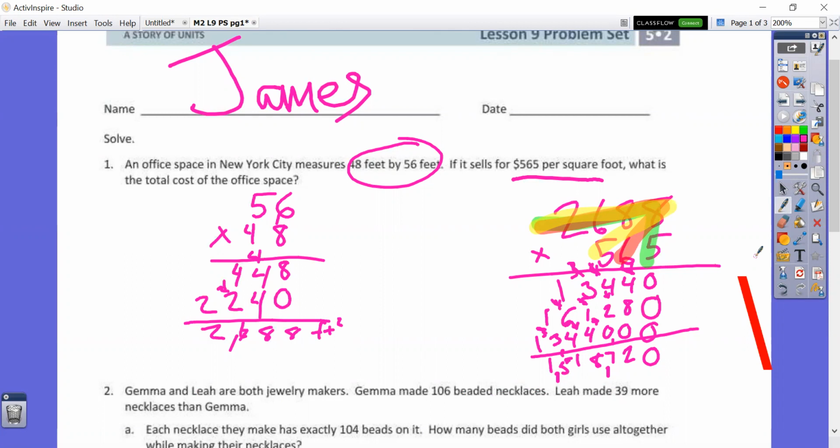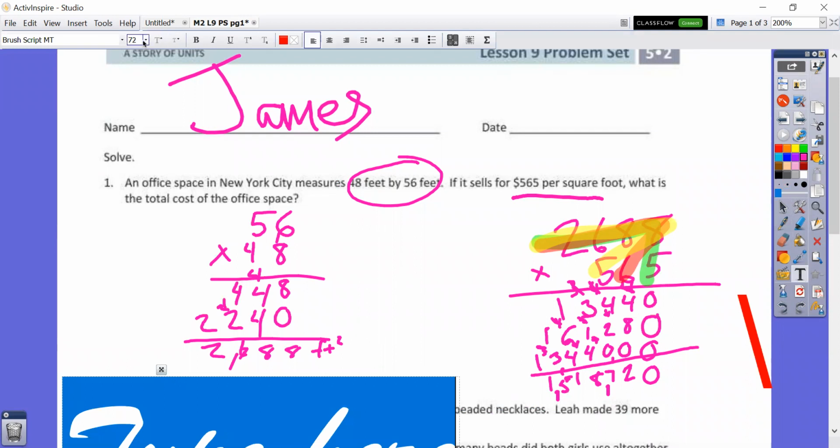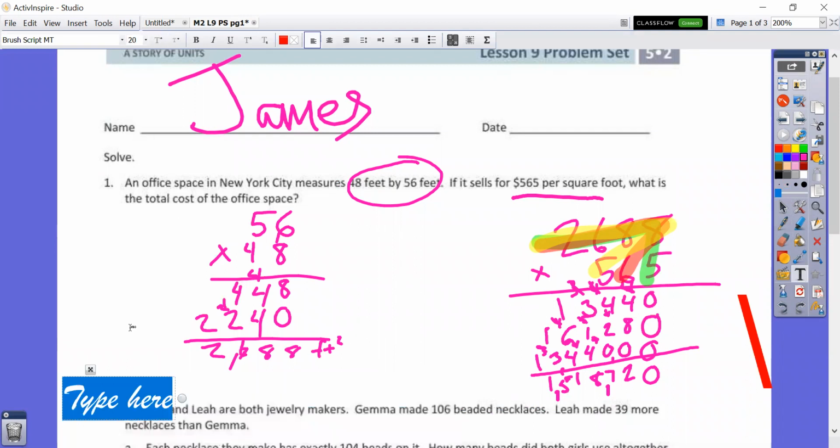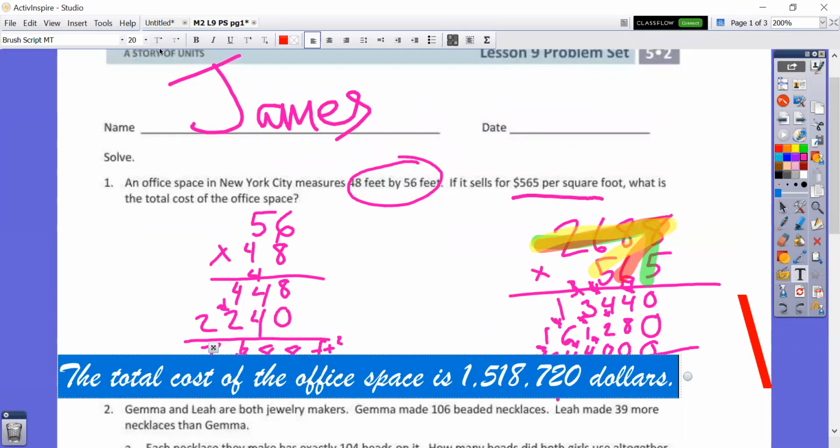It's a word problem, so we need to answer with a statement. I need to make that way smaller. I'm going to type my statement this time. It says, what is the total cost of the office space? The total cost of the office space is 1,518,720. And if you don't use the symbol, you can do it like that. Let me make this smaller so it actually fits.